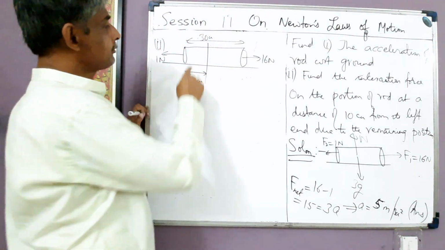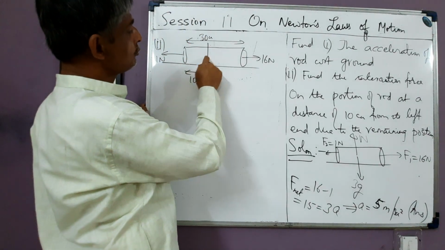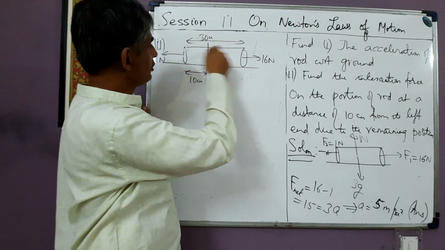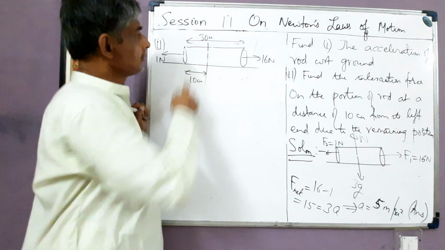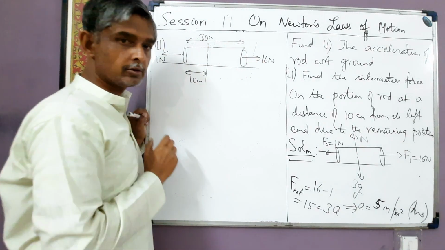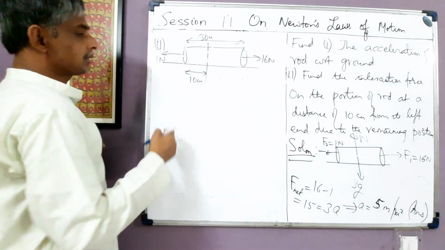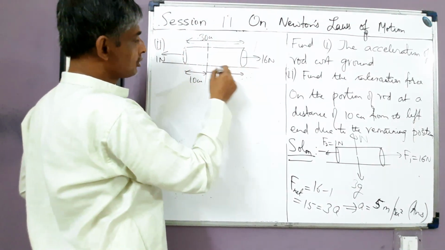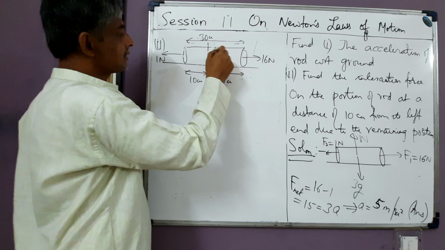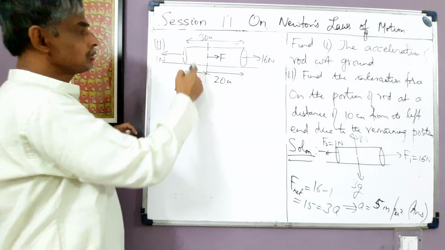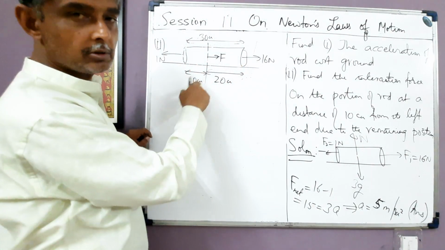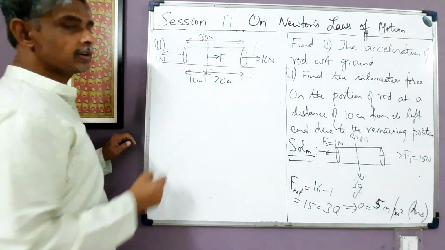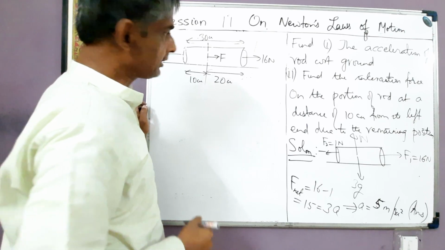Now we have been asked to find the force on this portion of rod due to the portion of rod to the right of this. That is, we have to find the net force on this much portion of rod due to the remaining portion of the rod. Let us assume that this portion of rod of length 20 centimeter exerts, say, rightward force F on the portion of rod to the left of this, of 10 centimeter length. Now I draw the free body diagram of this portion of rod of length 10 centimeter.